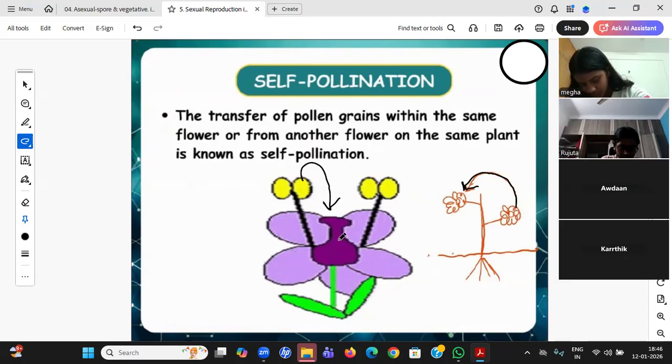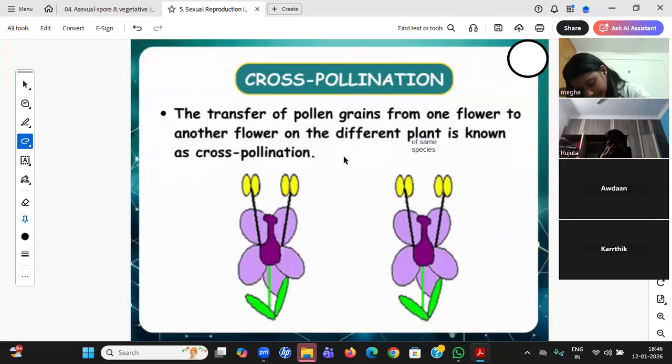Megha, did you see this? Both the cases. Yes, sir. Okay. Same flower, and other flower of the same plant. Same plant, it's called self-pollination. Okay. So self-pollination means the same flower can be involved, and another flower of the same plant can also be involved. Both are self-pollination. Then comes the story.